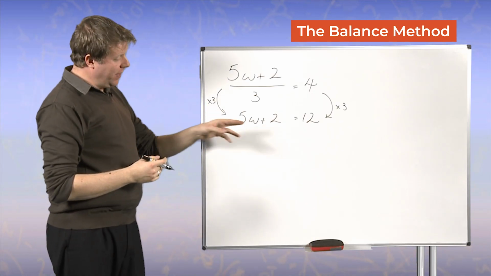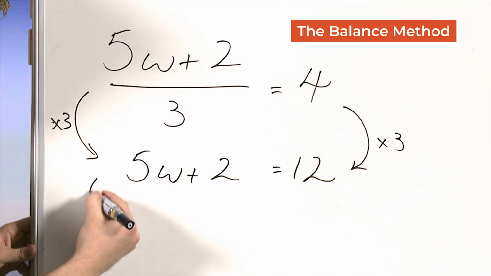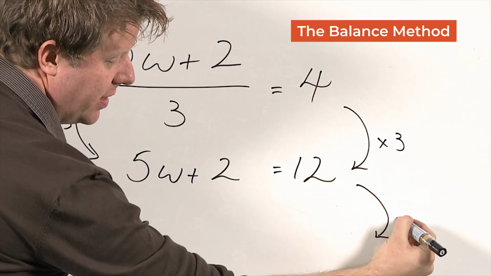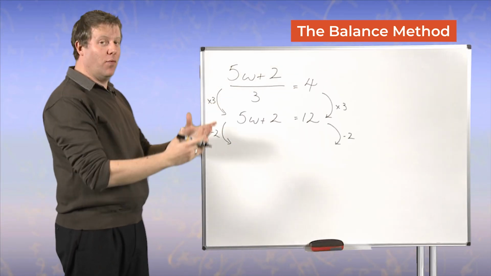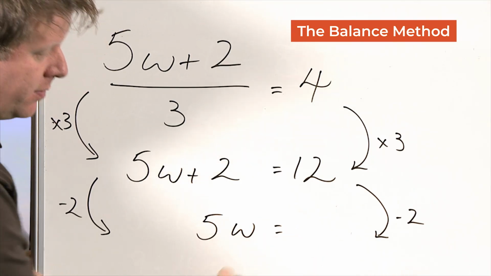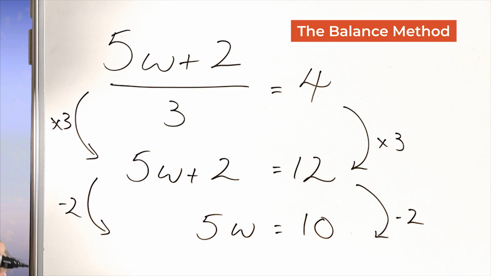Now we need to remove this plus 2, and the opposite of that would be to subtract 2. Again, doing it to both sides as the balance method tells us to. 5w plus 2, if I remove that 2, leaves me with 5w. And 12 subtract 2 leaves me with 10.